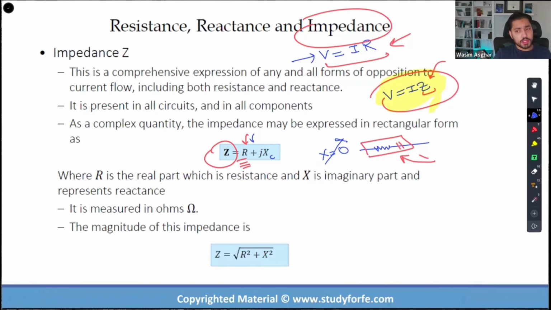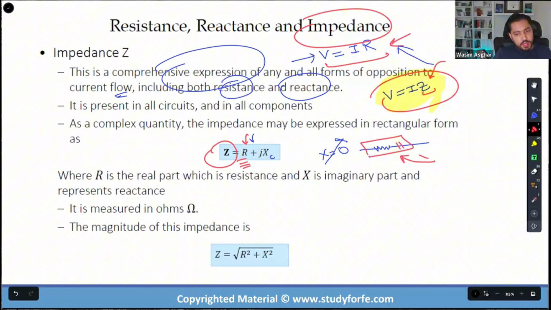And then you can further refine it. You can say that, okay, this is a purely resistive circuit. I don't need to worry about the reactance. I'm going to turn off the reactance, and then the simplified form is going to be this. But knowing where to start out with and how to further refine it is super important. And this is a comprehensive expression of any form of opposition to current flow. And the form of opposition to the current flow can be in the form of resistance and in the form of reactance.